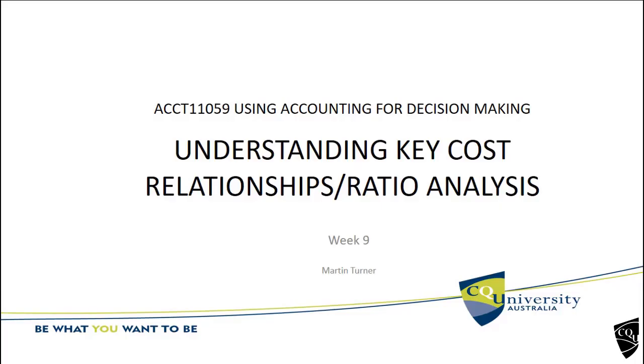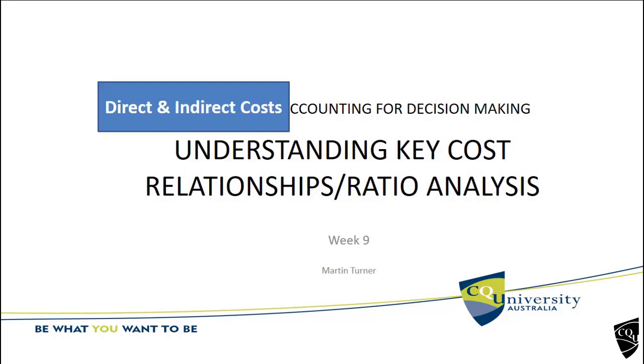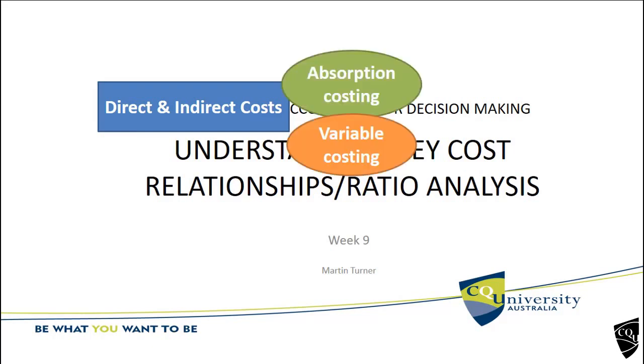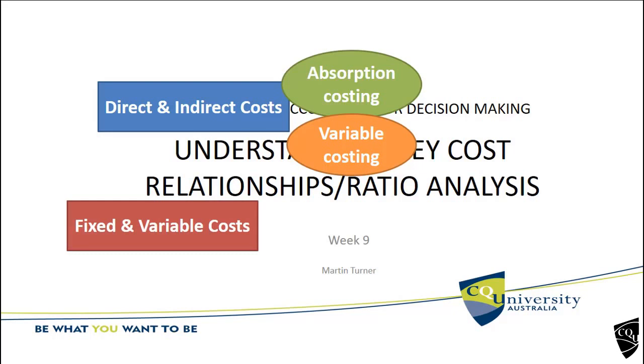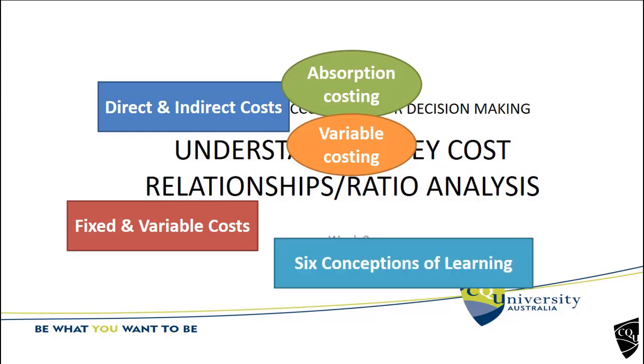Martin Turner here. This week we finalise our look at direct and indirect costs by considering absorption and variable costing. We then consider fixed and variable costs and revise Thao Bach's structure of costs. But first of all, we review briefly the 6 conceptions or ways of looking at what learning is.